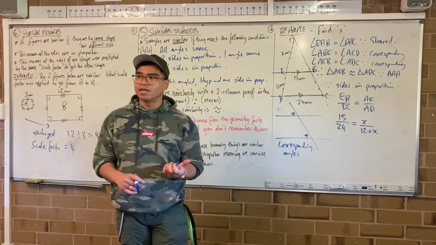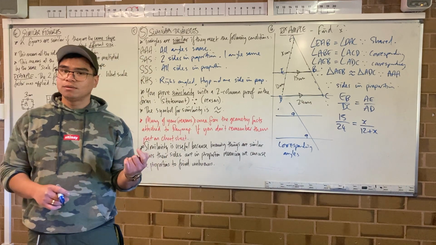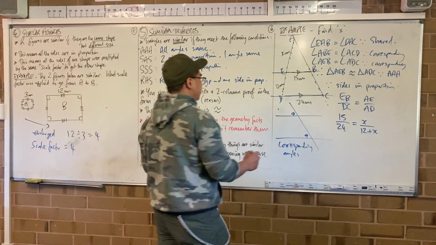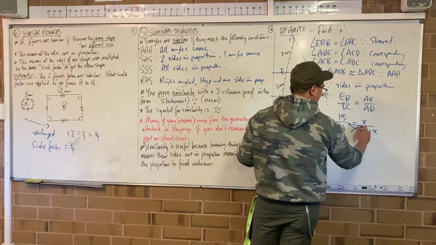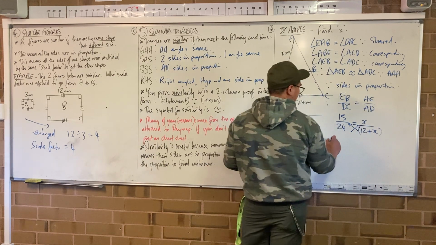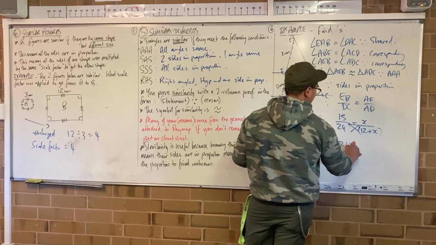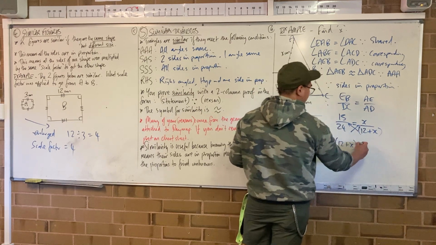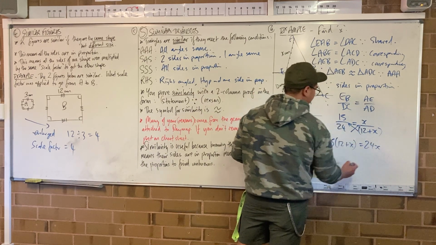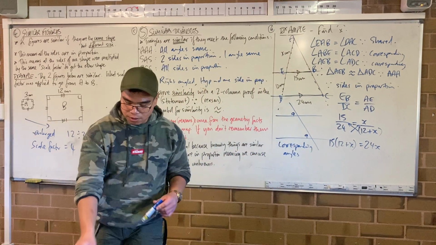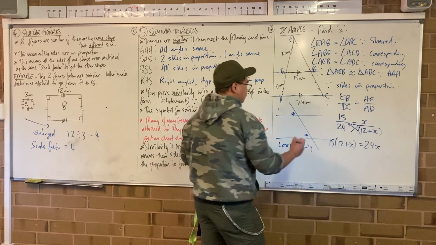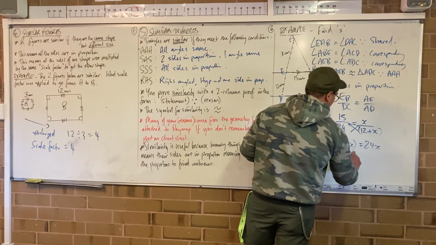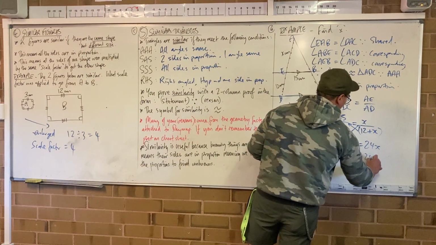Do I have a fraction and another fraction? What's the cross way? Multiply. Let's multiply. You have to be careful. This is a complicated thing, so I need to chuck it in brackets. So it's going to be 15 lots of 12 plus x. To do that multiplication equals 24x. 15 times 12, I don't know that off the top of my head. 180. 180 plus 15x equals 24x.